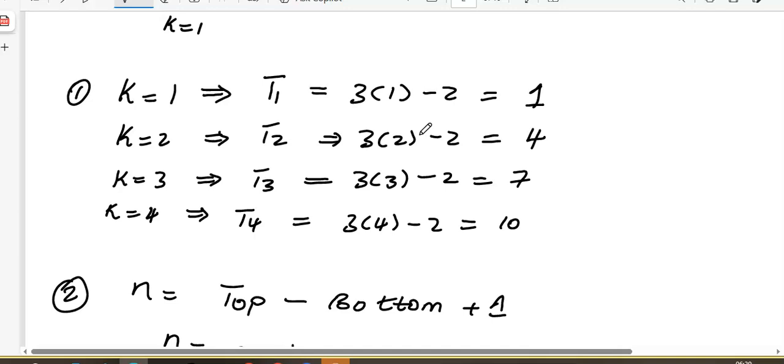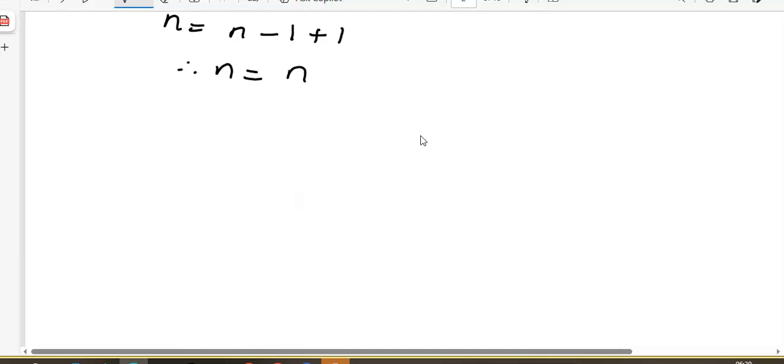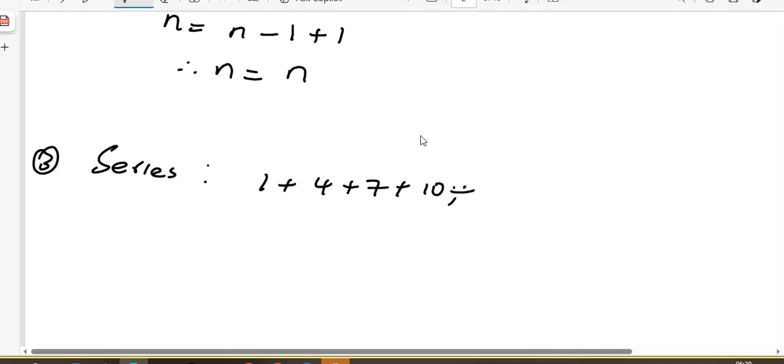The series is 1, 4, 7, and 10. So it's going to be the series, which is step number 3. So the series is 1, 4, 7, 10, and so on. So from this series, we have the value of A as 1. We have the value of A as 1.